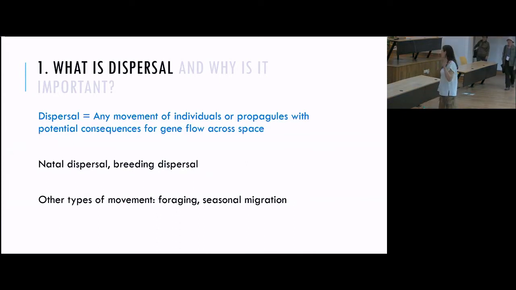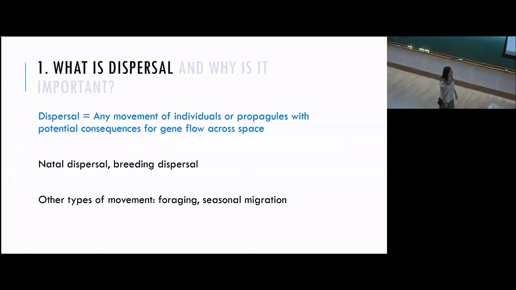I must say the main reason people cite this paper is because I provided a definition of dispersal. So then they just use that single sentence to define dispersal. So it was not an invention from me, it was already in the literature before. So you can describe dispersal as any movement of individuals or things that are not clearly individuals, such as the pollen grain or propagules, with potential consequences for gene flow across space.